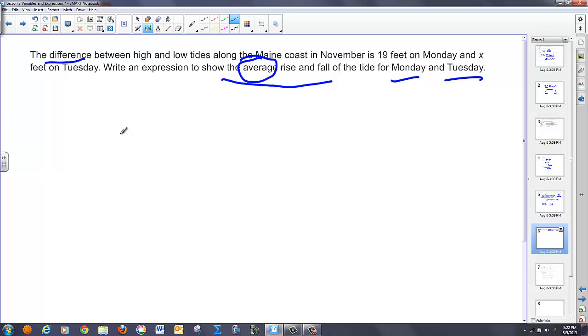Okay, and on the first day, Monday, we get a 19-foot difference or drop between the 2. We don't know the amount on Tuesday, but we would have to add those two together to get an average. And since I only have two terms, I'm dividing by 2. So this expression, 19 plus x divided by 2, and if I wanted to, I could put the 19 plus x in parentheses, but I don't have to, is going to give me the average rise and fall.